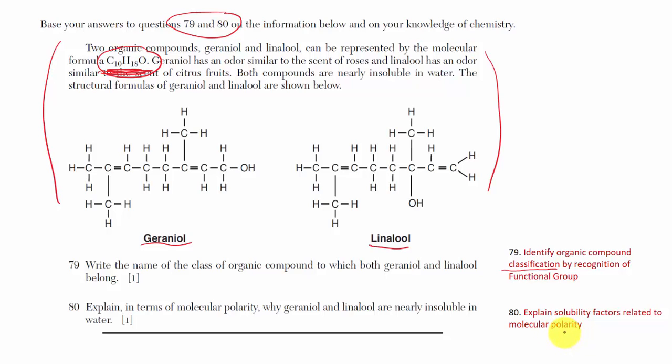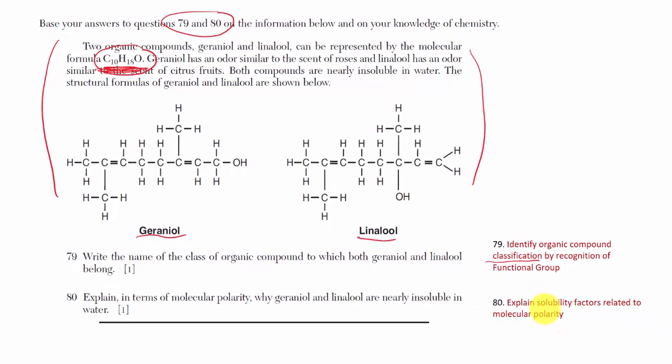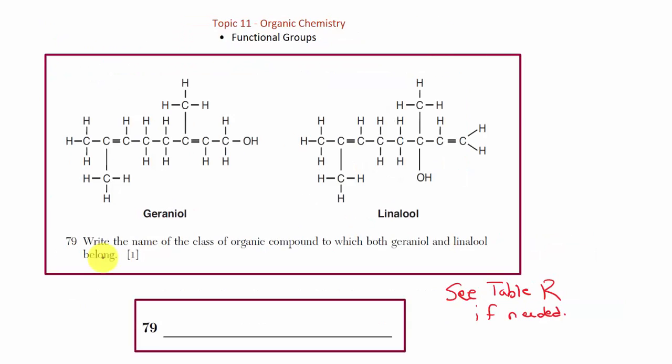So we have an organic question and also a solubility question from Unit 7 going on here. So let's go to question 79. Number 79, write the name of the class of organic compound to which both of these compounds belong. Well, look carefully through their structures. There's one telltale item that appears on both structures, and that's the hydroxide group, OH.